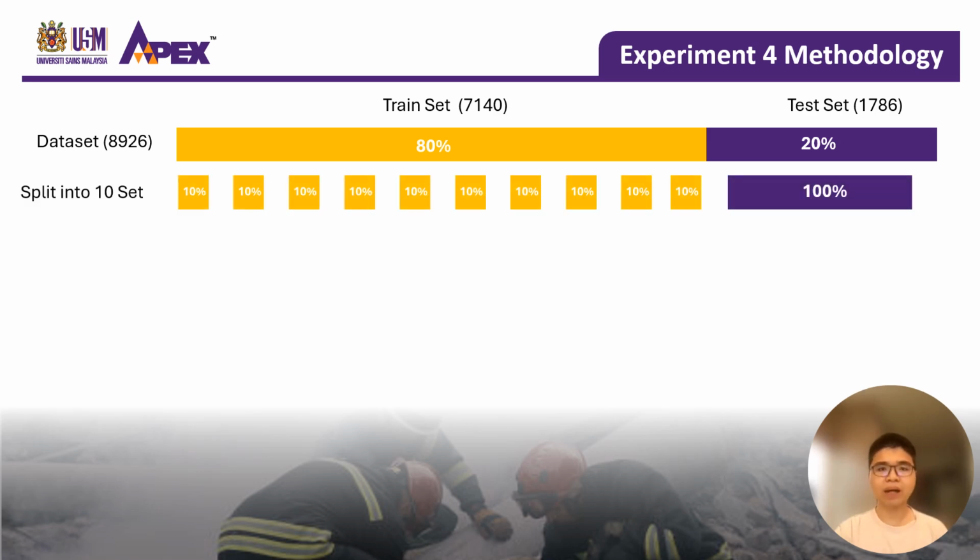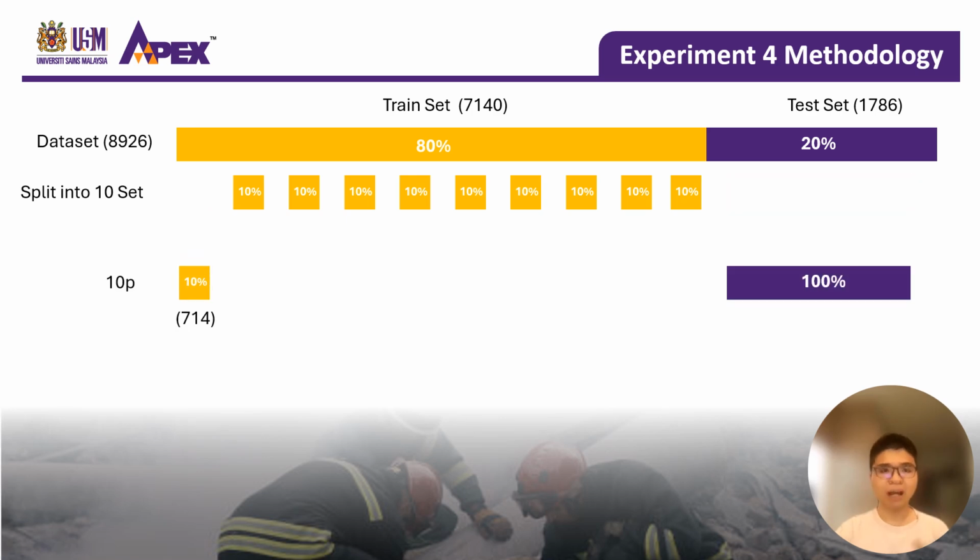Next, we split our training set into 10 small groups. Each group contains 10%. And the test set is 100% for the validation purpose. For the first round, we just use the 10%, which is the 714, to train the models. Then use the test set to verify the model performance.